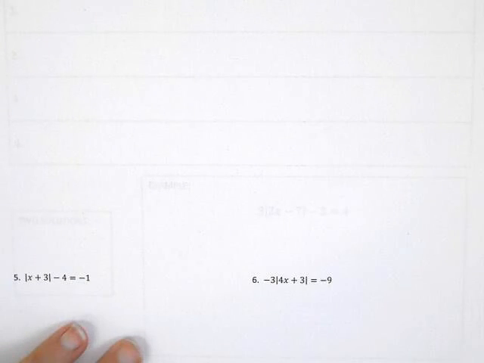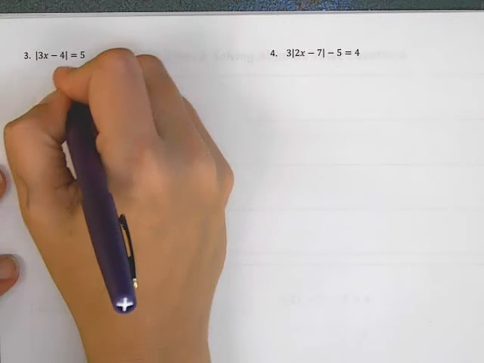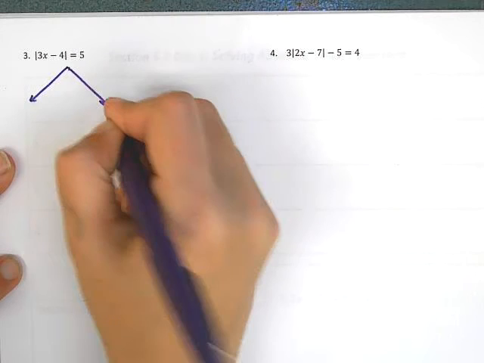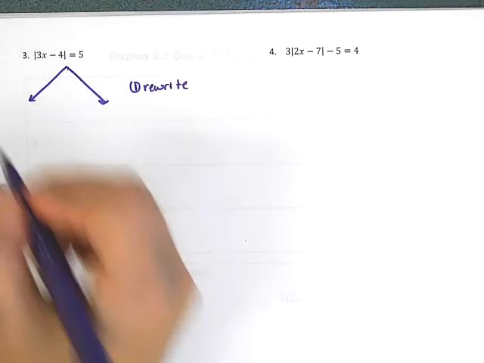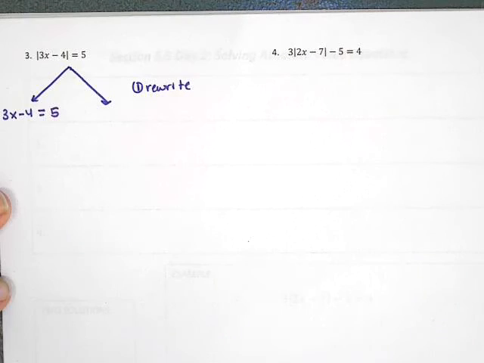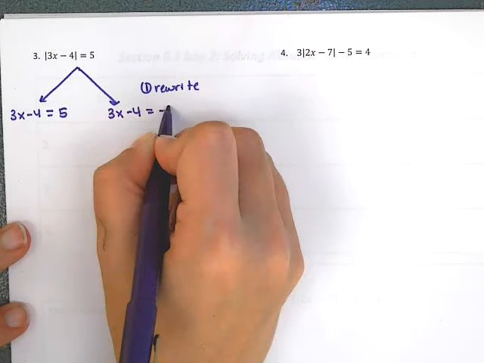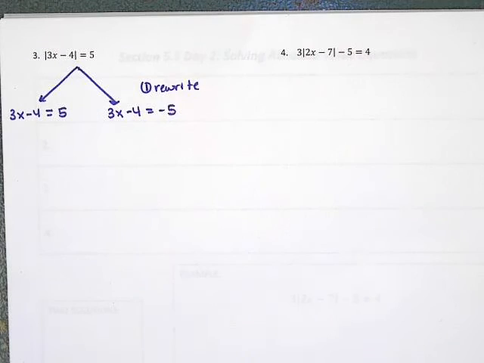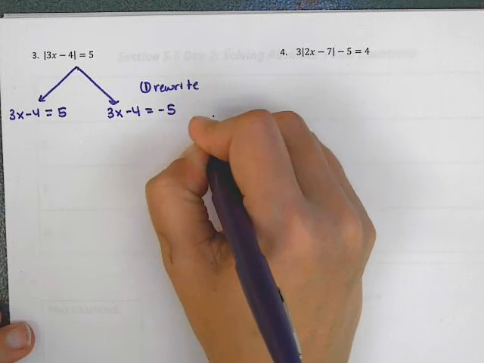Let's try a few more examples. So for number 3, we would start by rewriting this as 2 separate problems. So first, you rewrite it. The first problem will be a copycat of the original, 3x minus 4 equals 5. The second problem will be a copycat of the original, but with a negative 5. Then, you would just solve 2 separate problems.